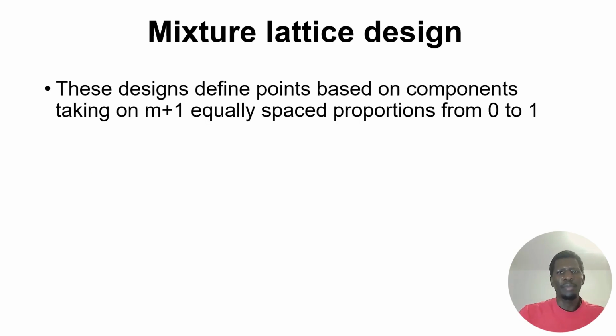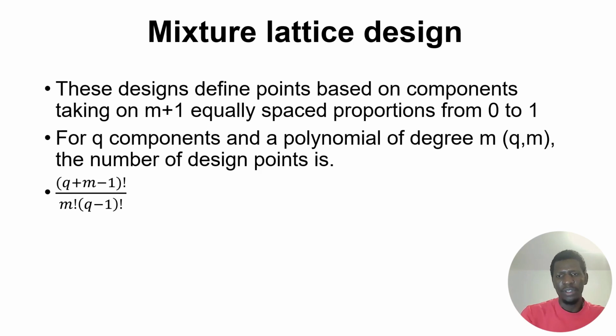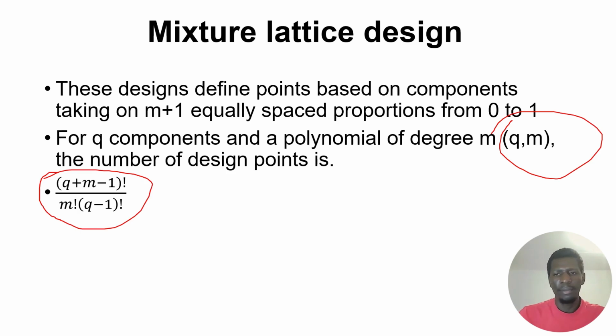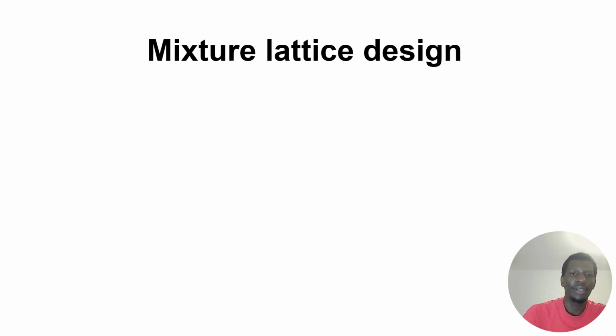These designs define points based on components taking on m plus 1 equally spaced proportions from 0 to 1. For q pure components and a polynomial of degree m, we often represent it as {q, m}. The number of experiments is always defined using the equation (q plus m minus 1) factorial divided by m factorial times (q minus 1) factorial. Let's break it down here.